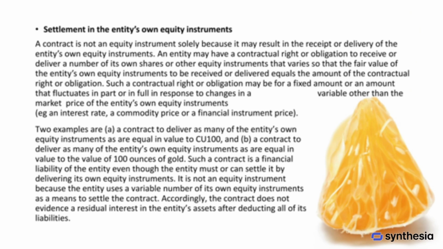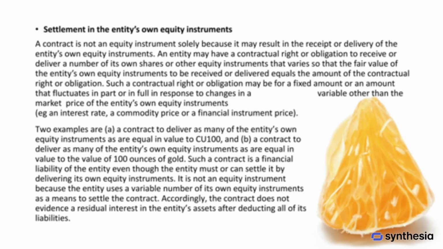A contract is not considered an equity instrument just because it may involve the receipt or delivery of the entity's own equity instruments. An entity may have a contractual right or obligation to deliver or receive a number of its own shares that varies so the fair value of the shares equals the amount of the contractual obligation. This amount could be fixed or it could fluctuate based on a variable other than the market price of the entity's equity instruments, such as an interest rate, commodity price, or another financial instrument.